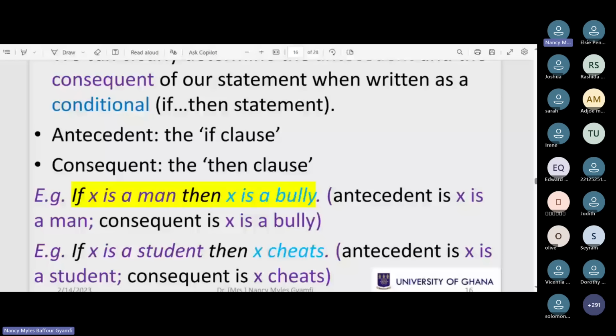If you love me, then you will obey my commandment. What is the antecedent, using Kofi? Kofi loves me. Good job, that's correct. Kofi loves me, that's the antecedent. Then we'll find the consequent of this last one. Everyone get ready for the consequent.